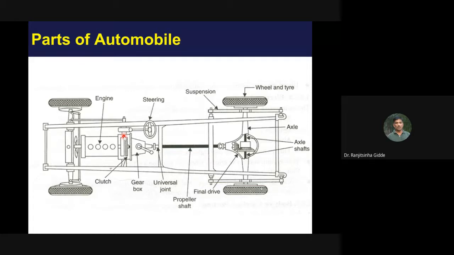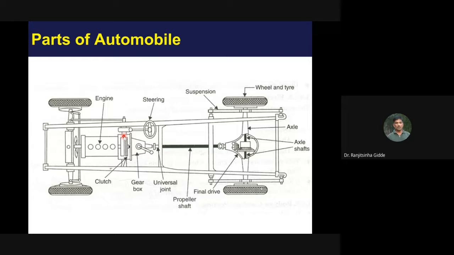So have you understood the classification? Am I audible? Okay, thank you. Any question with respect to the classification?